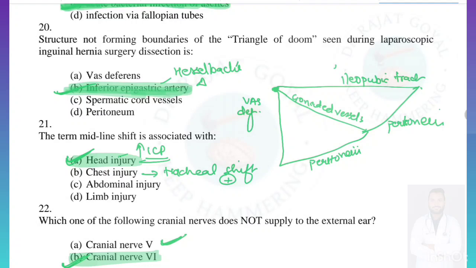So in the triangle of doom, in the medial side, the boundary is formed by the vas deferens. So option A is correct. Then the lateral boundary is formed by the gonadal vessels. So spermatic cord vessel, this is also correct. And the lower part is formed by the peritoneum. So option D is also correct, but option B is not correct. The inferior epigastric artery generally forms the boundary of the Hesselbach triangle, not triangle of doom. So answer here will be B.